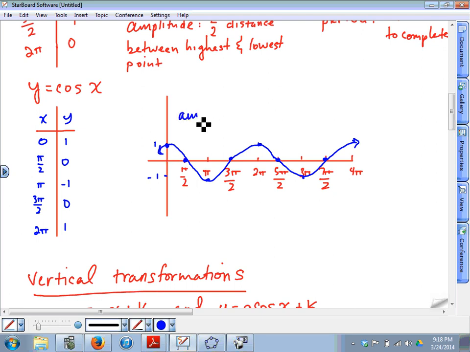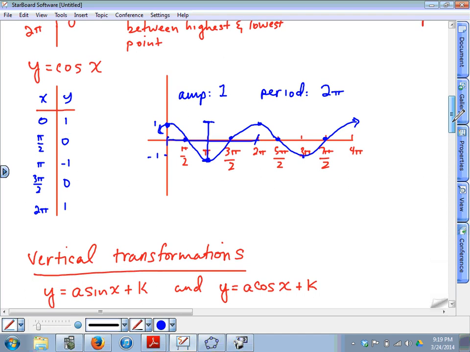So here's the amplitude. If we measured the amplitude, the highest point right here is 1, the lowest point down here is -1. Again, that's a distance of 2, but the amplitude is half of that. So the amplitude is 1. Period. We measured from the start of the cycle. We started at its highest point here and stopped where the graph is again at its highest point. That's a horizontal distance of 2 pi. So the period is 2 pi.